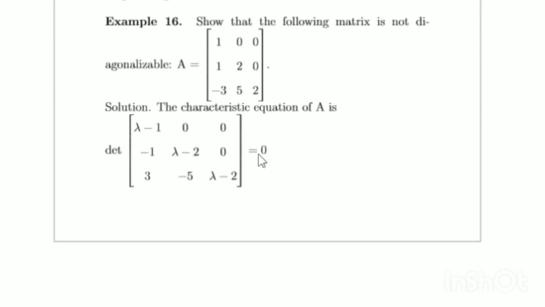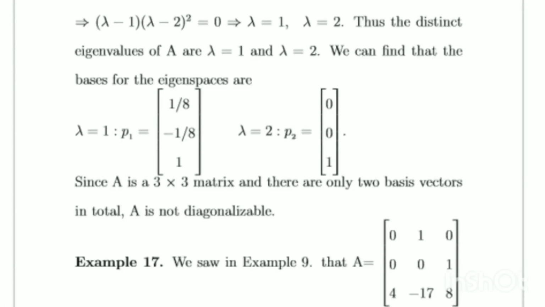First of all, write down the characteristic equation. We have lambda equal to 1 and lambda equal to 2, 2 as the eigenvalues. So here we can find only two eigenspaces. Corresponding to lambda equal to 1, the eigenvector will be (1/2, 1/8, -1/8, 1), and for lambda equal to 2, it is (0, 0, 1). Since it is a 3 by 3 matrix and we have only two basis vectors, A is not diagonalizable.